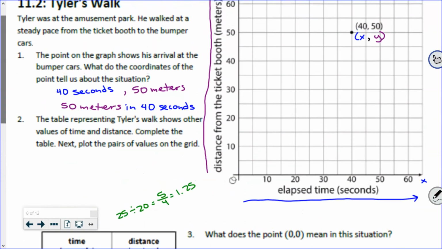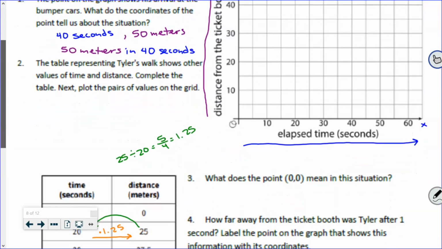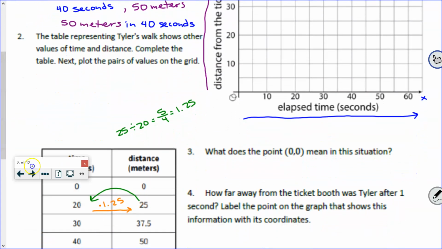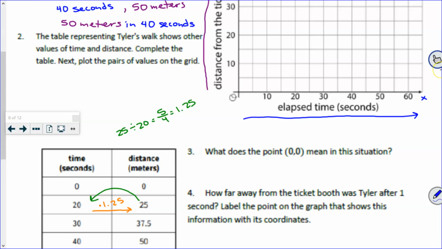Now we need to plot the pairs of values on the grid. So I'm going to try and come down as much as I can and try and graph these points. We do have 0, 0. That one's an easy one for me to graph. 0, 0. The next point that I should have graphed is 20, 25. So over 20 and then up 25. And then over 30, up 37.5.